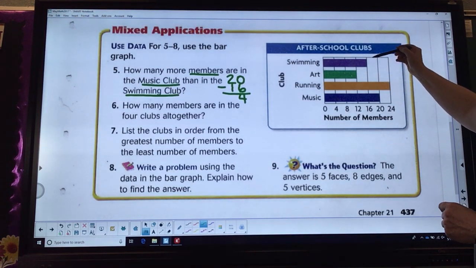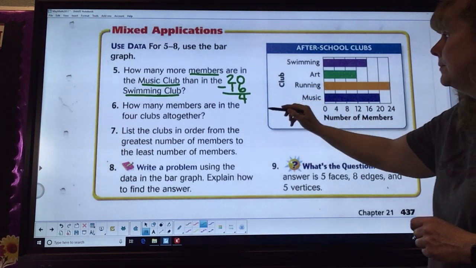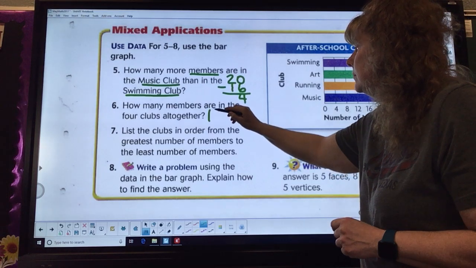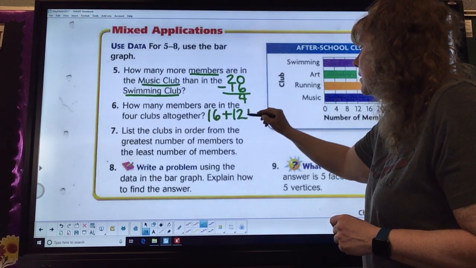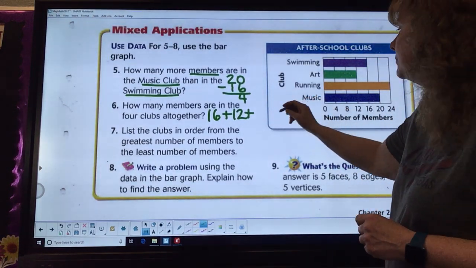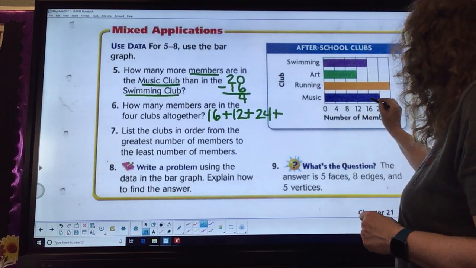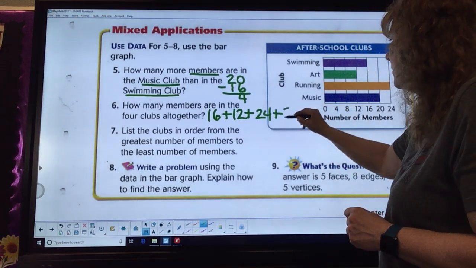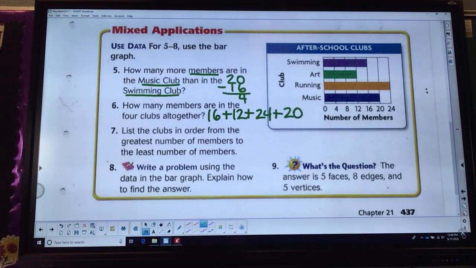Well, on that, I'm going to take a look. I've got 16, 12, 24, and finally 20. Okay, and then we're going to add all of that together.